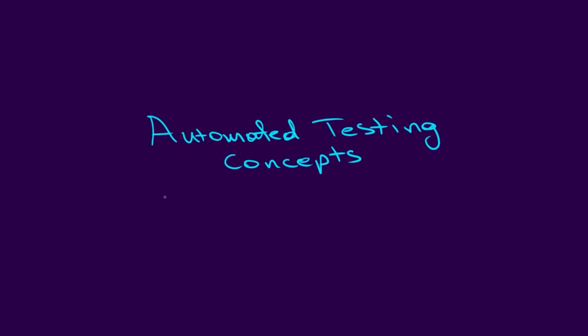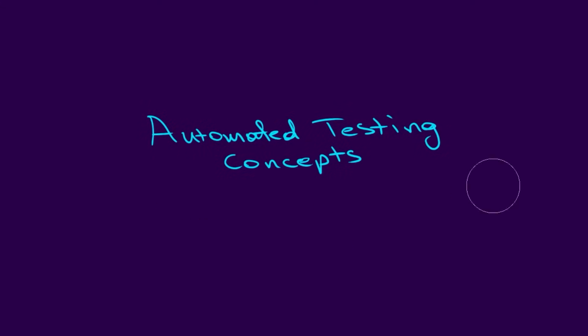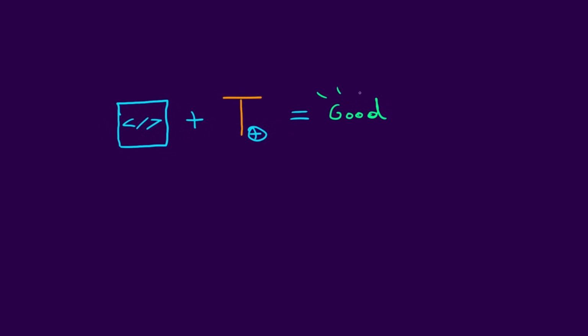In this video, we will be going over positive and negative type automated testing concepts and their definitions. So let's get started. For our first definition, we are going to be taking a look at what positive testing is. So what is positive testing? Well, positive testing is a testing method that ensures the software application is working as intended.